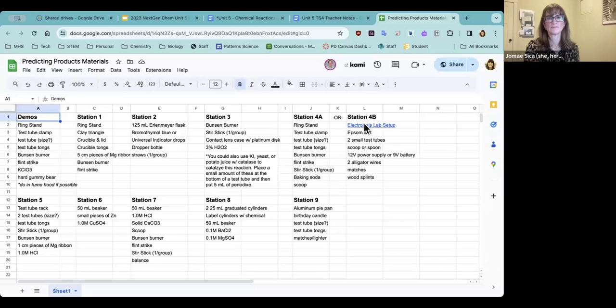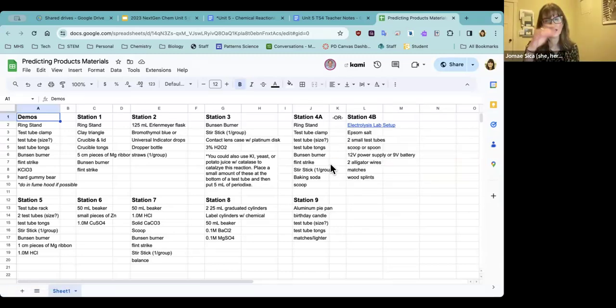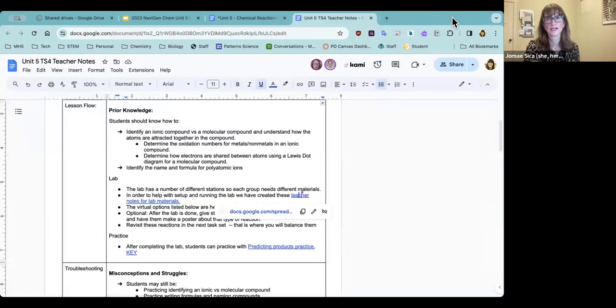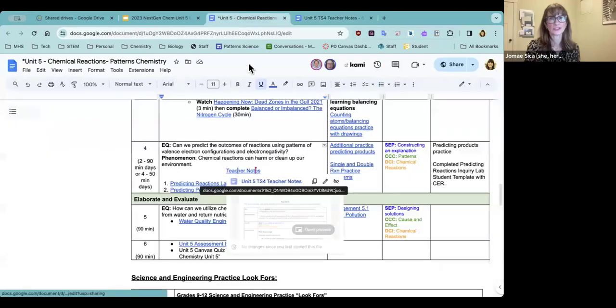And then Matt has also linked some information about how to do this basic setup for the electrolysis of water. So that will tell you what you'll need at each lab station. And yeah, that should help you get started. Hopefully you have some student aides that can maybe help gather some of those materials for you.